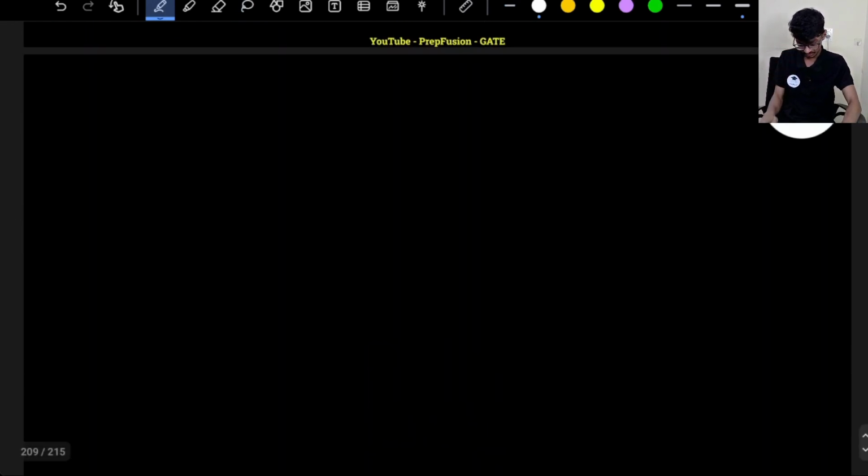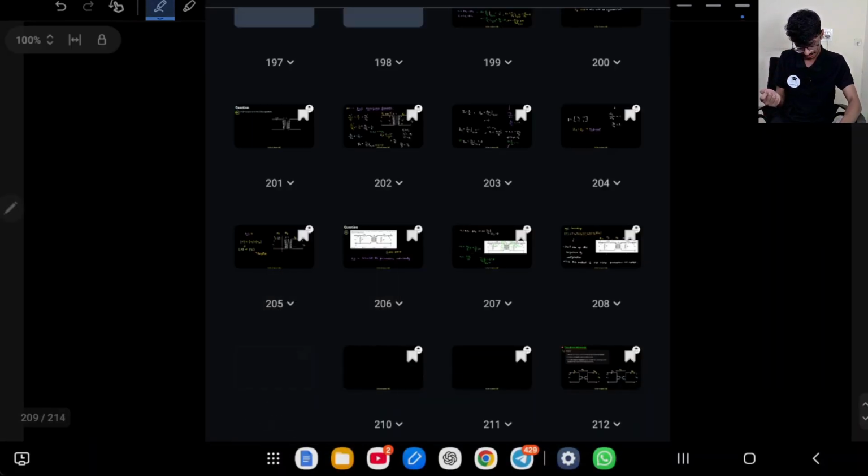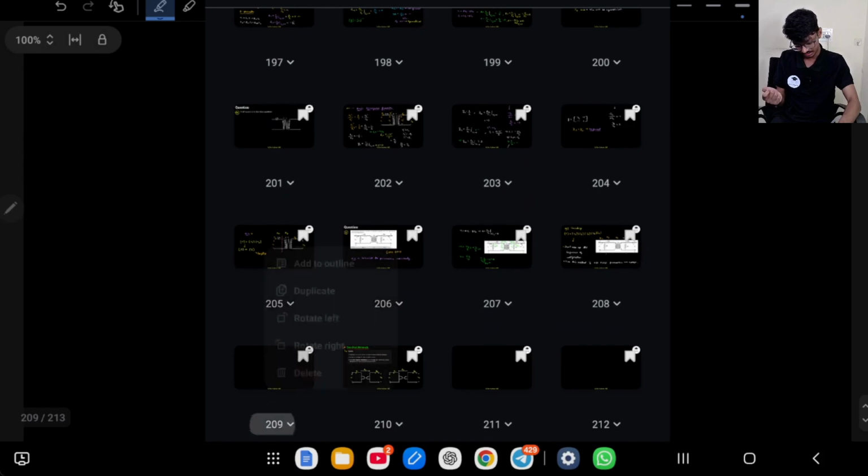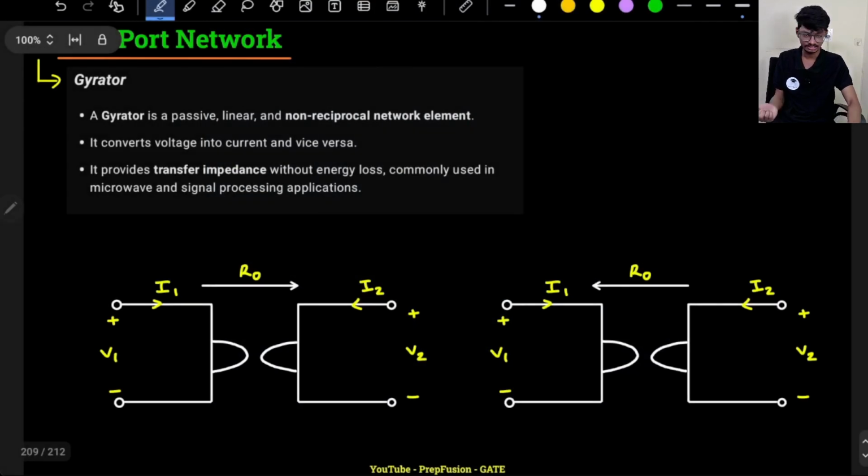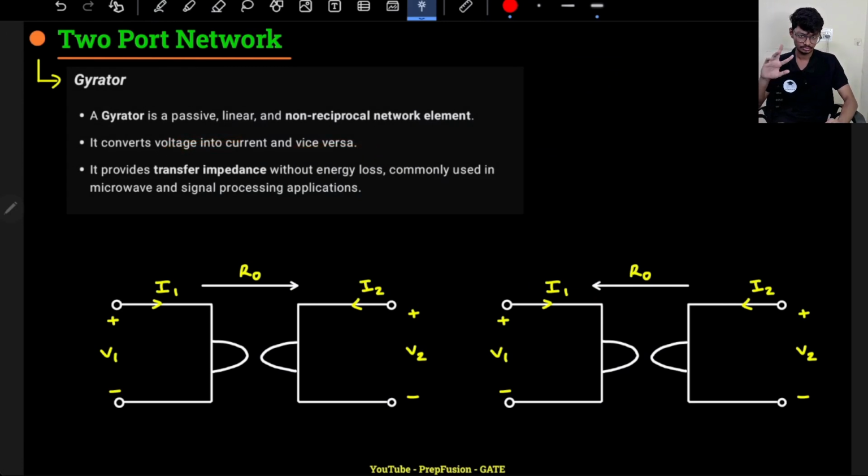Now there is one very small topic left, about a gyrator. A gyrator is just a device, just like a transformer. It is a passive linear non-reciprocal network. The transformer was a passive linear reciprocal network, but the gyrator is a non-reciprocal network element. It converts voltage into current and vice versa.